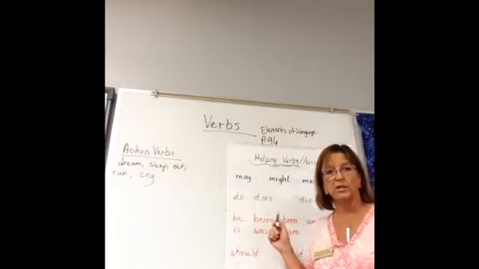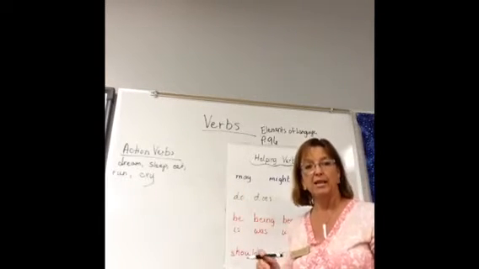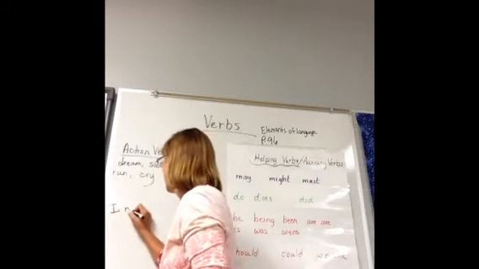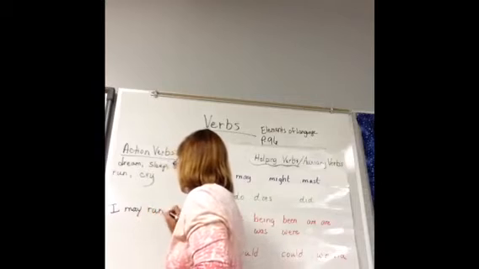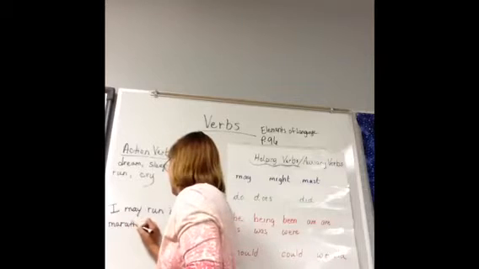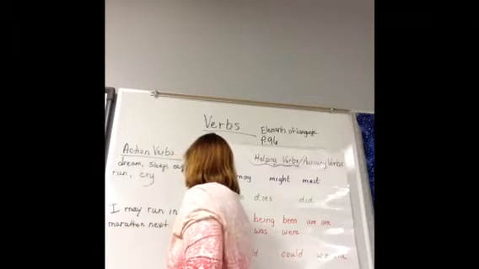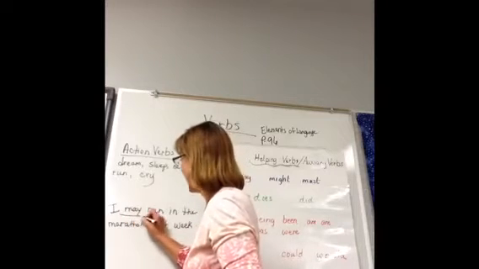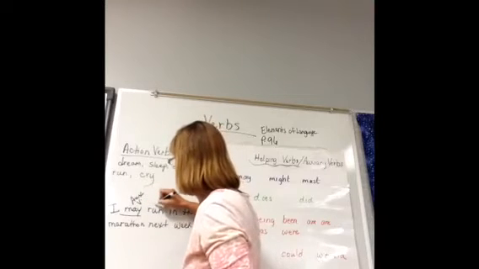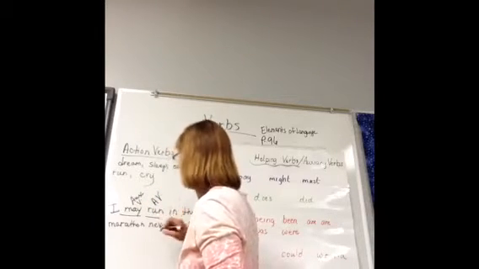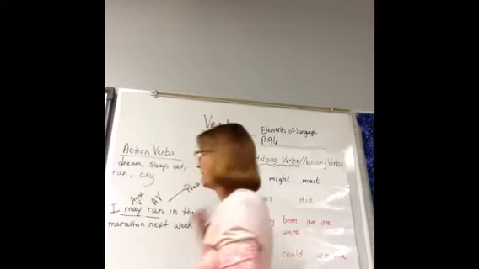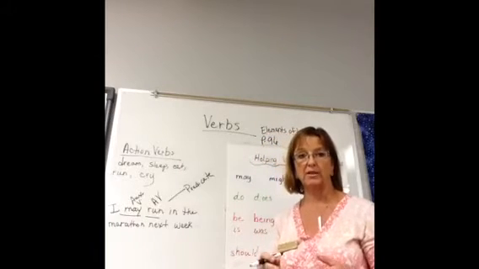The auxiliary verbs work together with the action verbs to make the predicate part of the sentence. So I might have a sentence like, I may run in the marathon next week. So may is our auxiliary verb, and run is our action verb, and together they create the predicate of the sentence, the action part of the sentence.